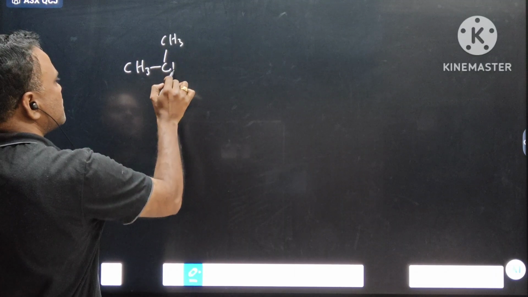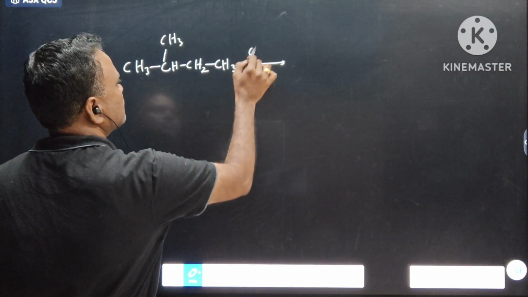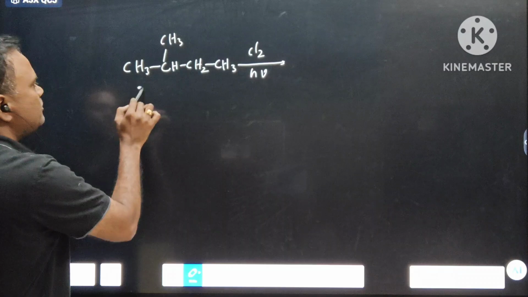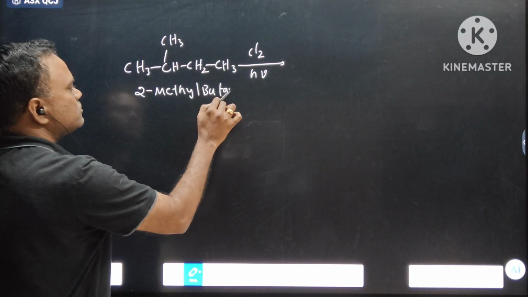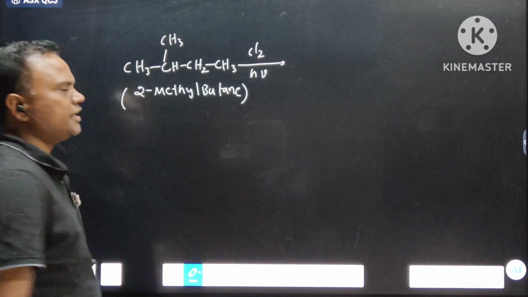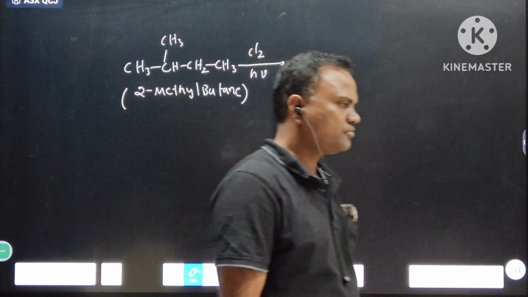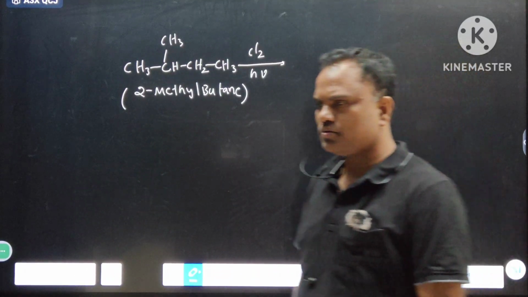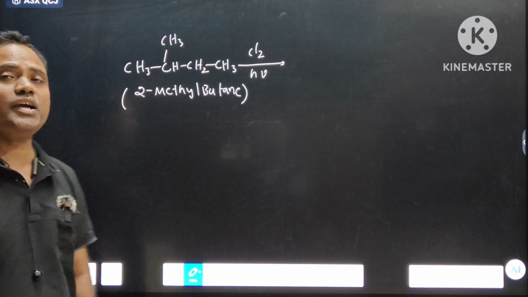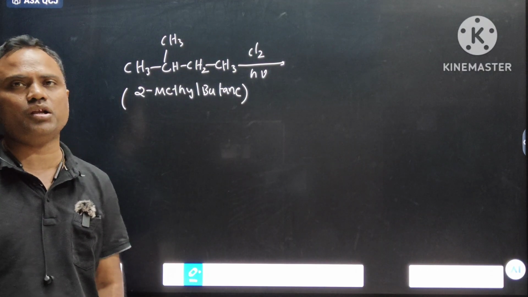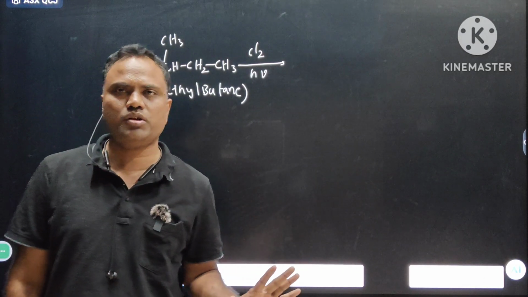Do this question. How many structural isomers are produced when 2-methylbutane, a very important example, is subjected to monohalogenation? Try, everyone, and say the answer. How many different alkyl halides are produced? Structurally isomeric alkyl halides. See, I didn't enter into optical, I am explaining structural only. Clear?